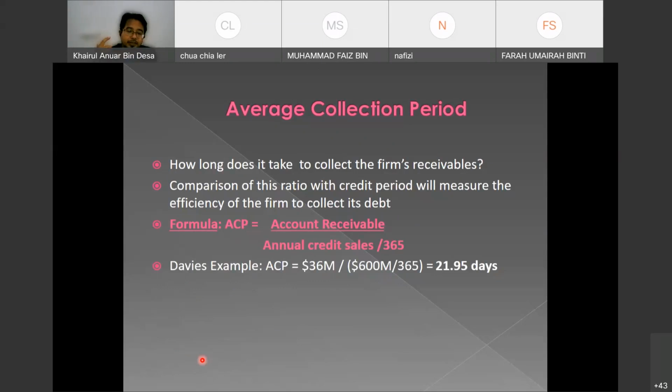Sebelum tu saya nak tanya, macam mana account receivable boleh wujud di dalam syarikat kita? How account receivable may occur, may exist in our company?